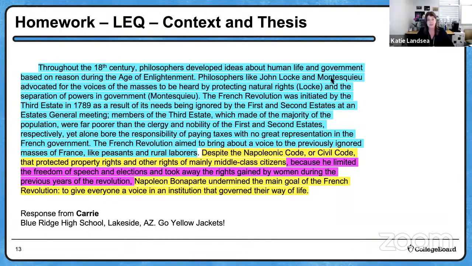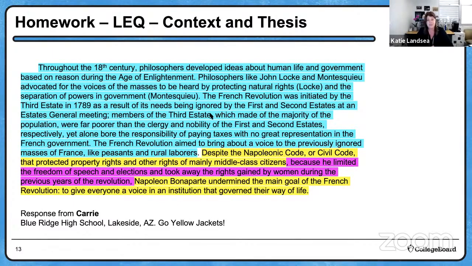And Carrie started off with context that throughout the 18th century, philosophers developed ideas about human life and government based on reason during the Age of Enlightenment. Philosophers like John Locke and Montesquieu advocated for the voices of the masses to be heard by protecting natural rights according to Locke and the separation of powers in government with Montesquieu. The French Revolution was initiated by the Third Estate in 1789 as a result of its needs being ignored by the First and Second Estates at the Estates General meeting.